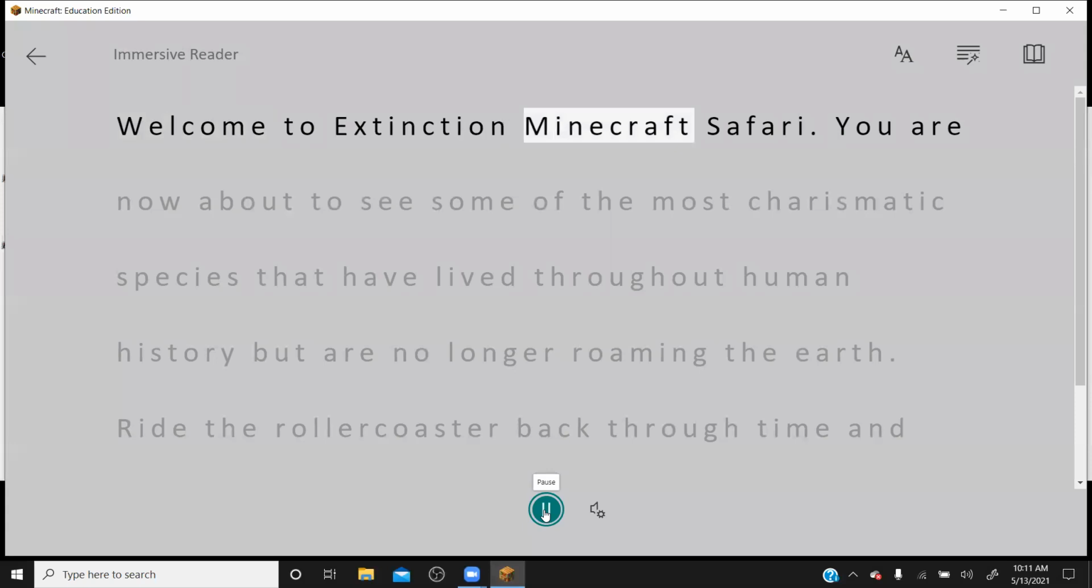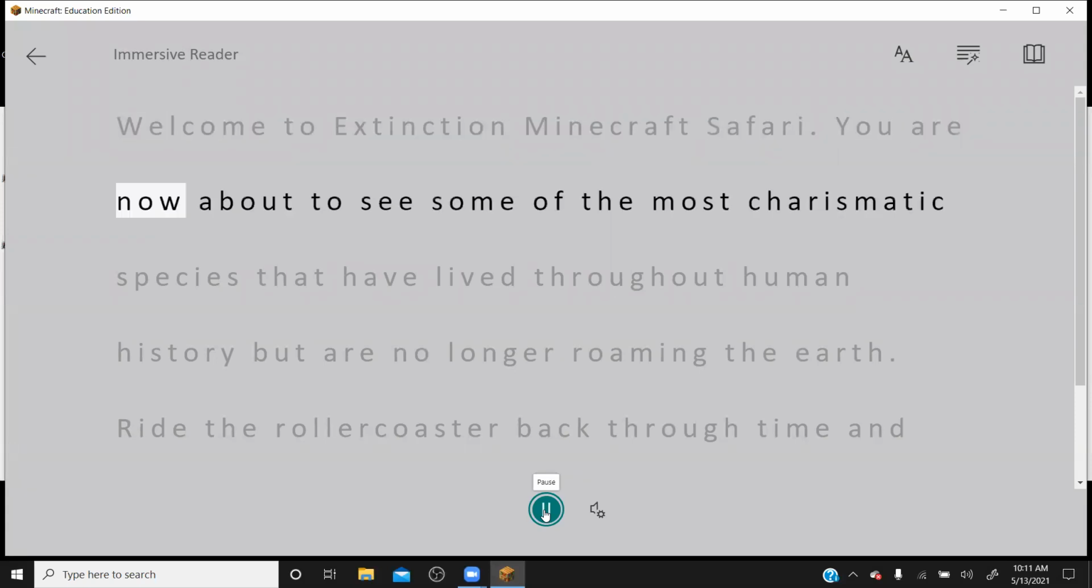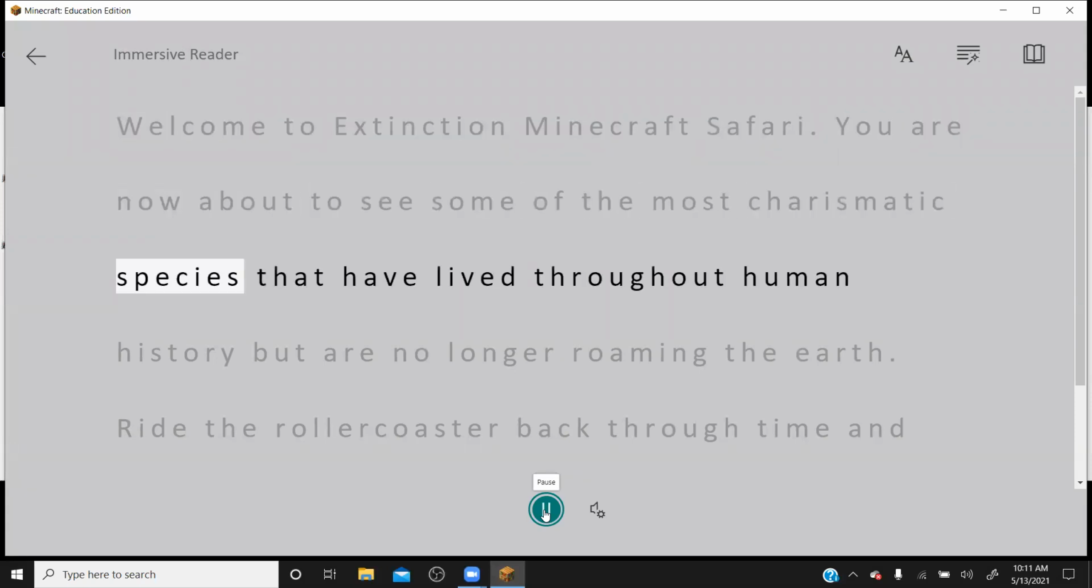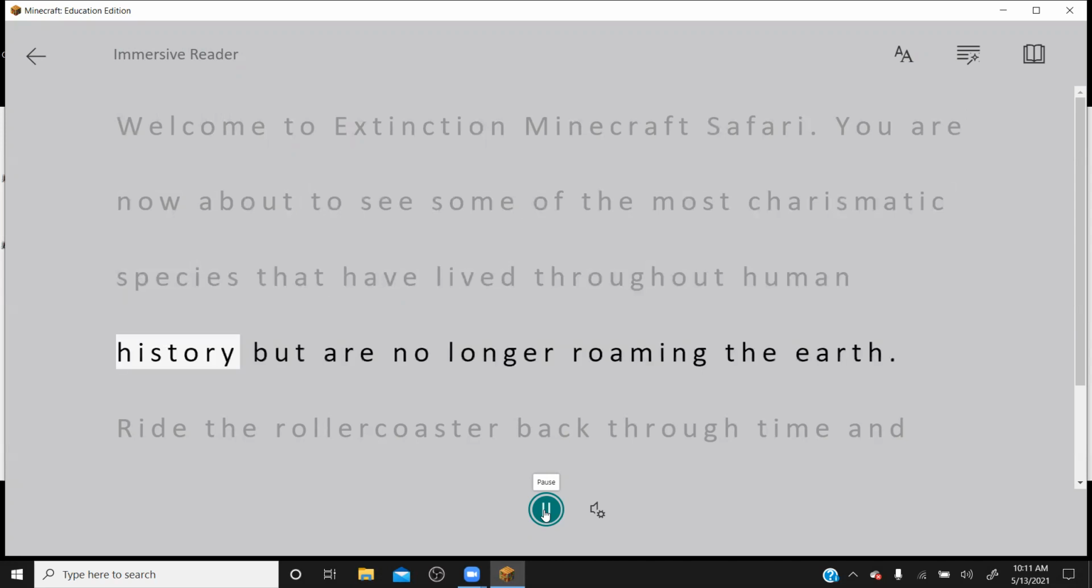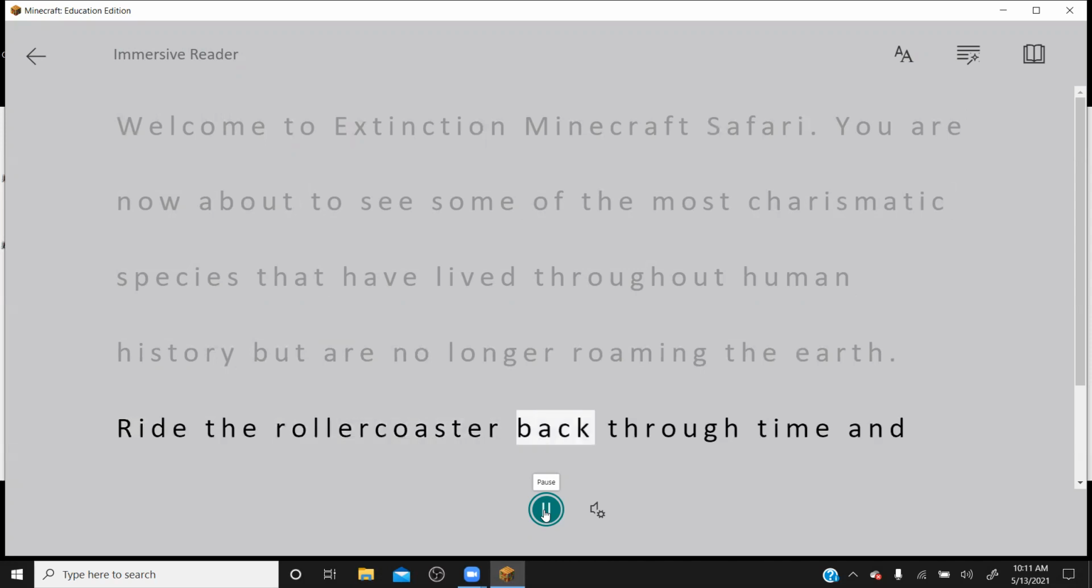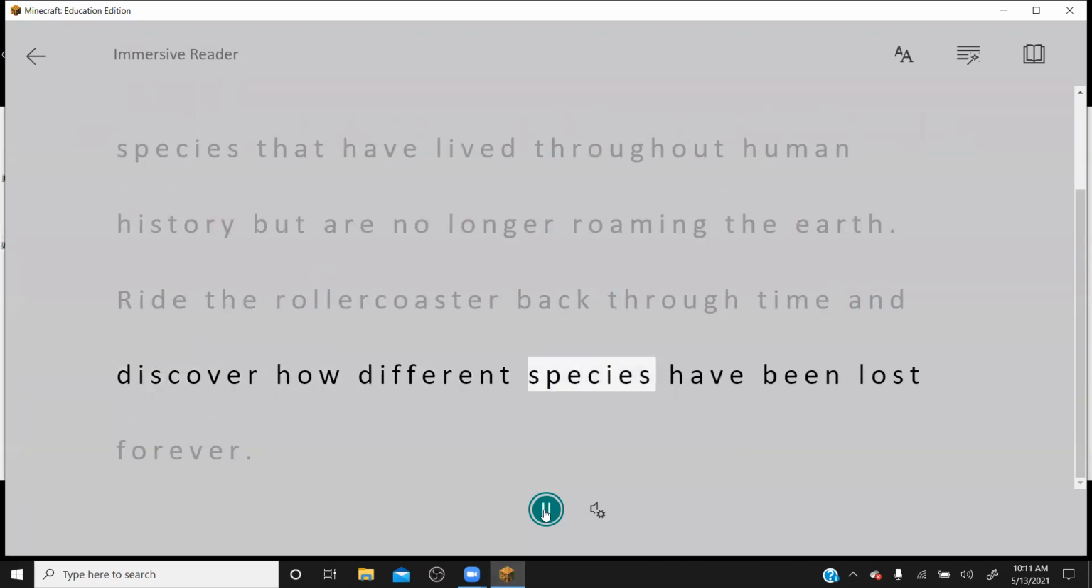Welcome to Extinction Minecraft Safari. You are now about to see some of the most charismatic species that have lived throughout human history, but are no longer roaming the earth. Ride the roller coaster back through time and discover how different species have been lost forever.